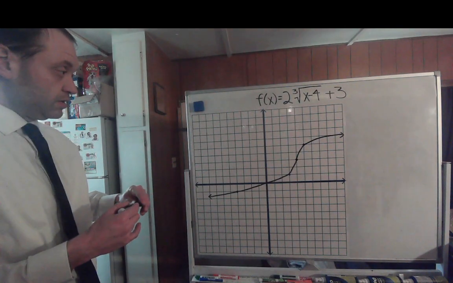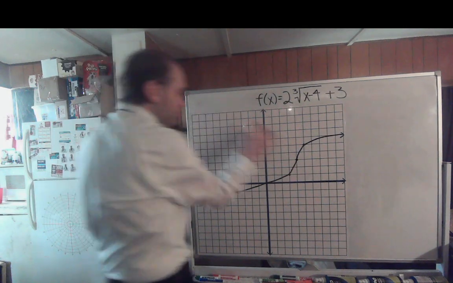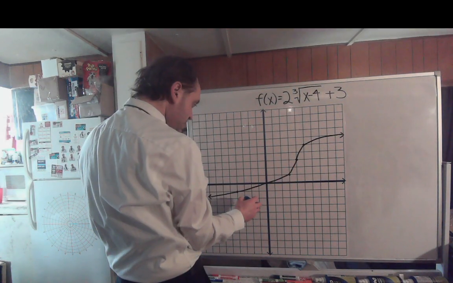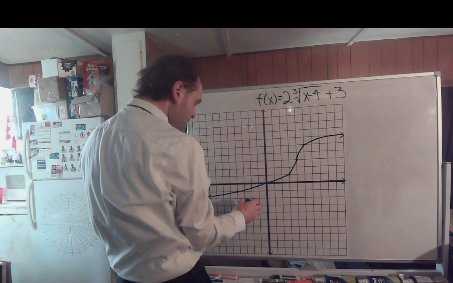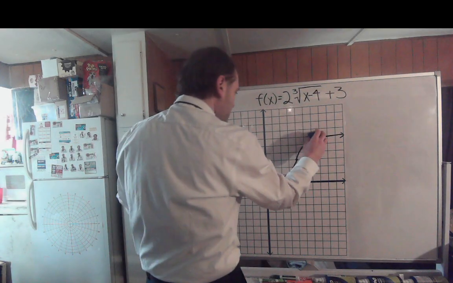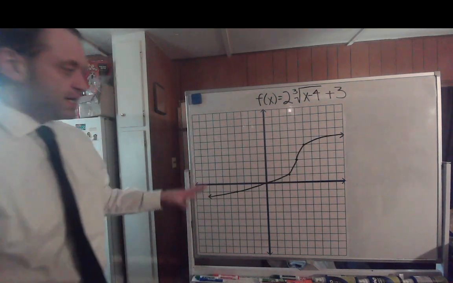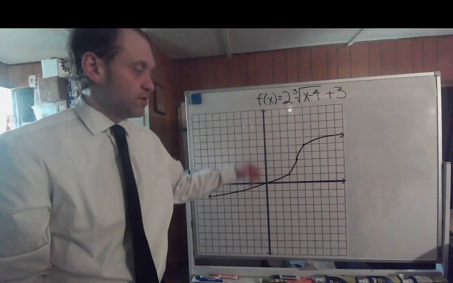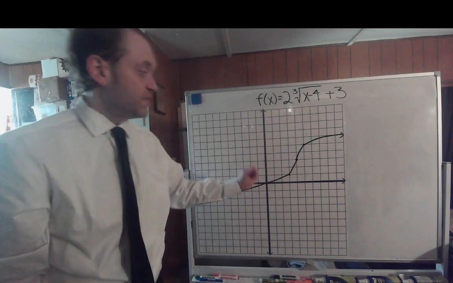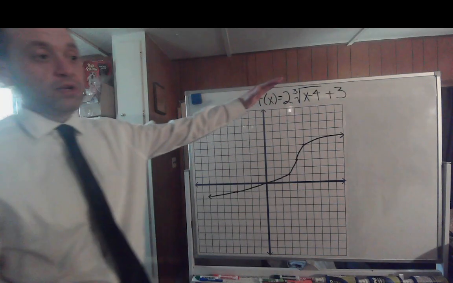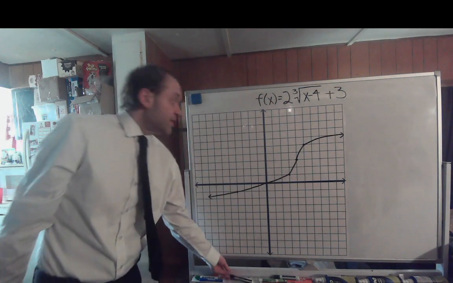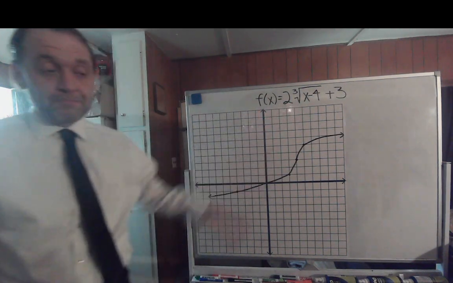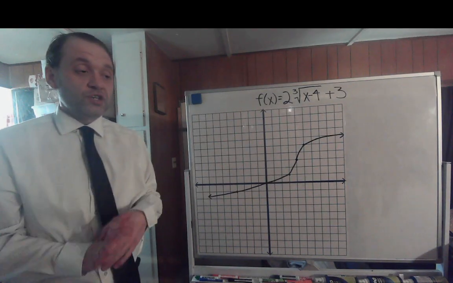Yeah, I mean, it's going to look a little bit stretched here, but the point is, look how much vertically stretched this is and horizontally shrunk it is, and then everything shifted to the right 4 units and up 3 units. So that's the transformation from the original cube root of x to what we have here. So that's it for graphing the cube root function.